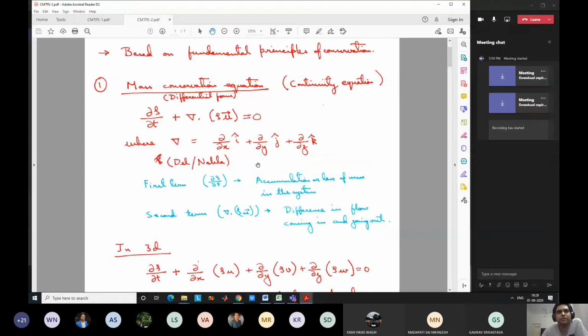Okay, if this term is zero, the net flow into and out of the system has to be zero, obviously, because mass is not accumulating. If there is any net flow into or out of the system, it means that there is increase of mass or decrease of mass.